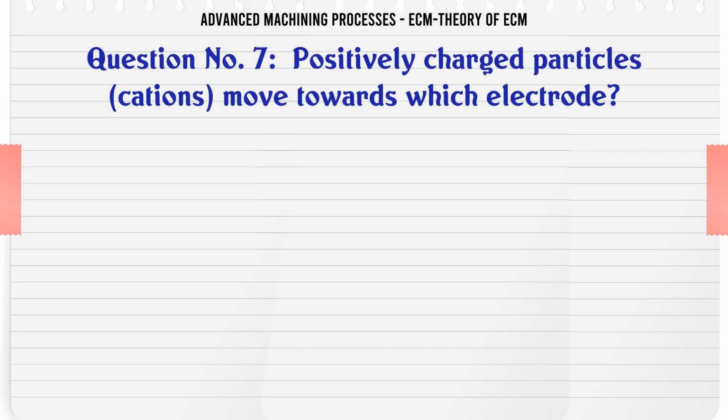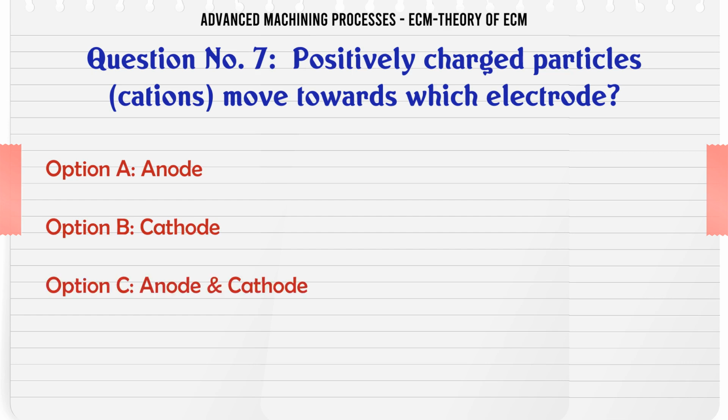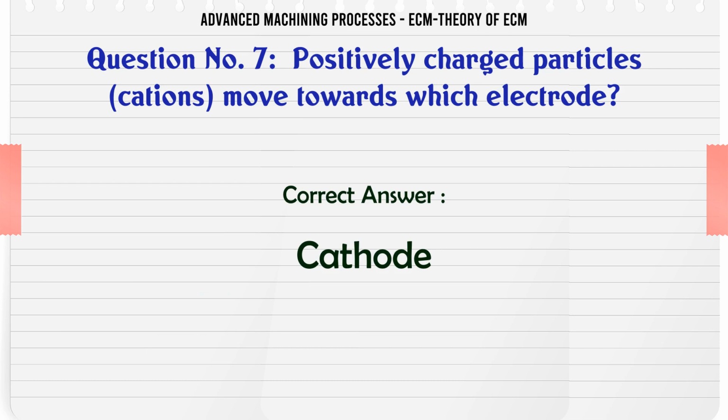Positively charged particles, cations, move towards which electrode? A: anode. B: cathode. C: anode, cathode. D: none of the mentioned. The correct answer is cathode.